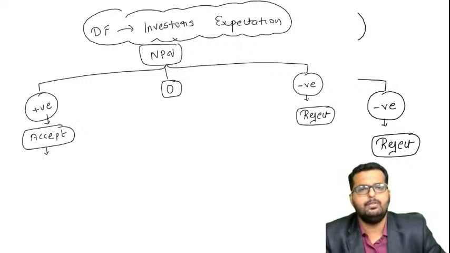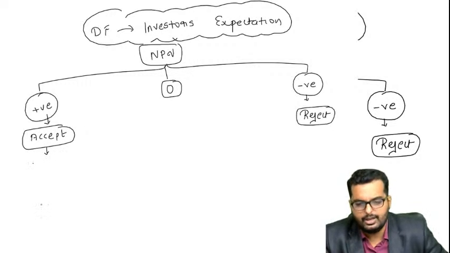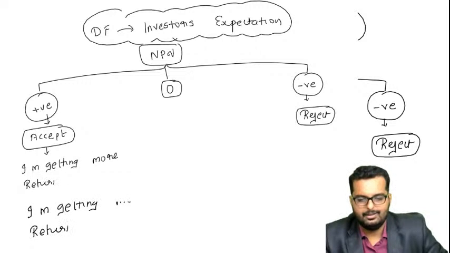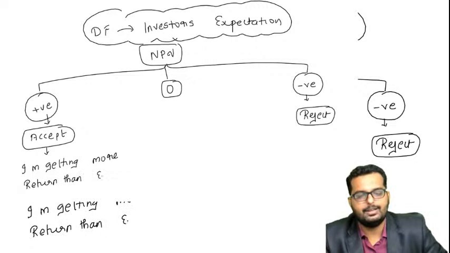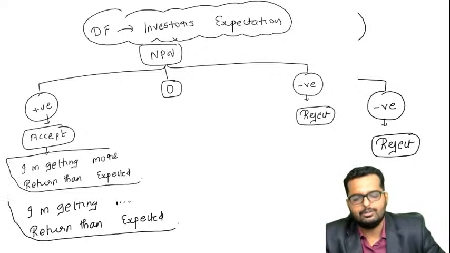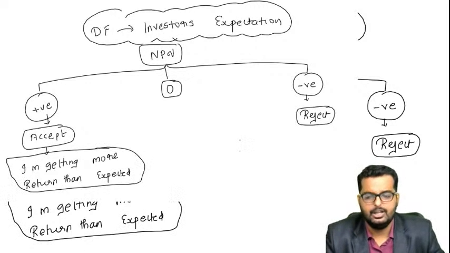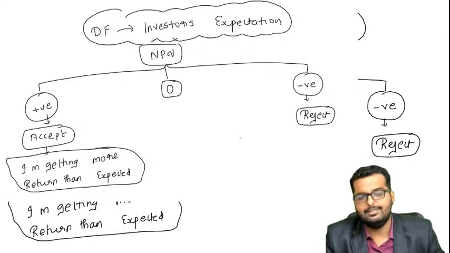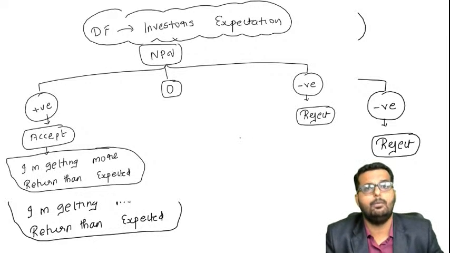Now, when you say NPV positive, accept the project, it's only because I am getting more return than expected. Here, Rinto was expecting how much return? He was expecting a return of 10%. Only if he gets more than 10%, that is where his NPV will actually become positive.